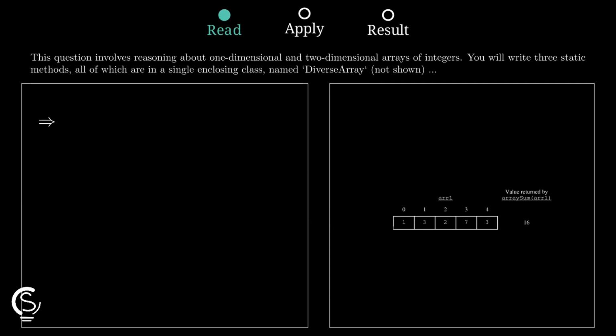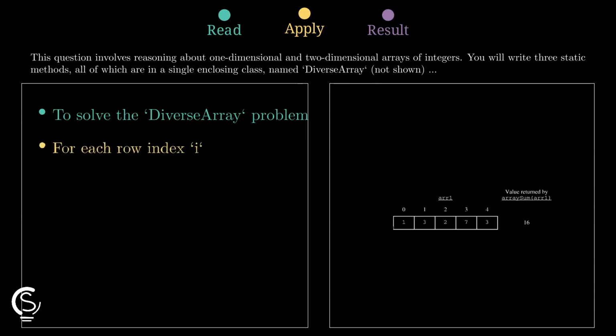isDiverse: Use rowSums(arr2D) to get the sum of each row. Then it should compare all pairs of row sums using nested loops. If any 2 sums are equal, the array is not diverse, so the method returns false. If no duplicate row sums are found after checking all pairs, the method returns true.